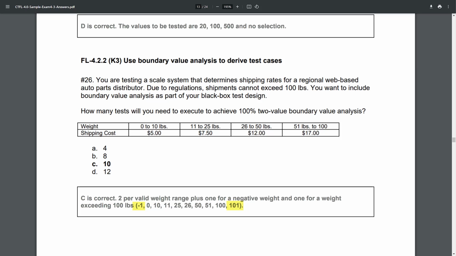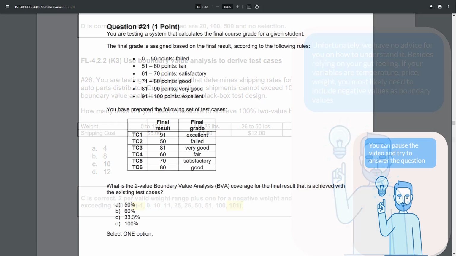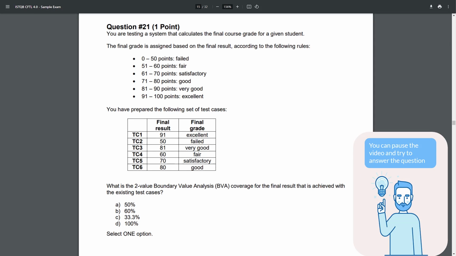As we said, unfortunately, we have no advice for you on how to understand it, besides relying on your gut feeling. If your variables are temperature, price, or weight, you most likely need to include negative values as boundary values, but sometimes you have variables that are ambiguous. For example, points. Let's check this controversial question example, which is very popular. Those who want to try to answer the question themselves can pause the video. Let's find the answer to it in the study materials.